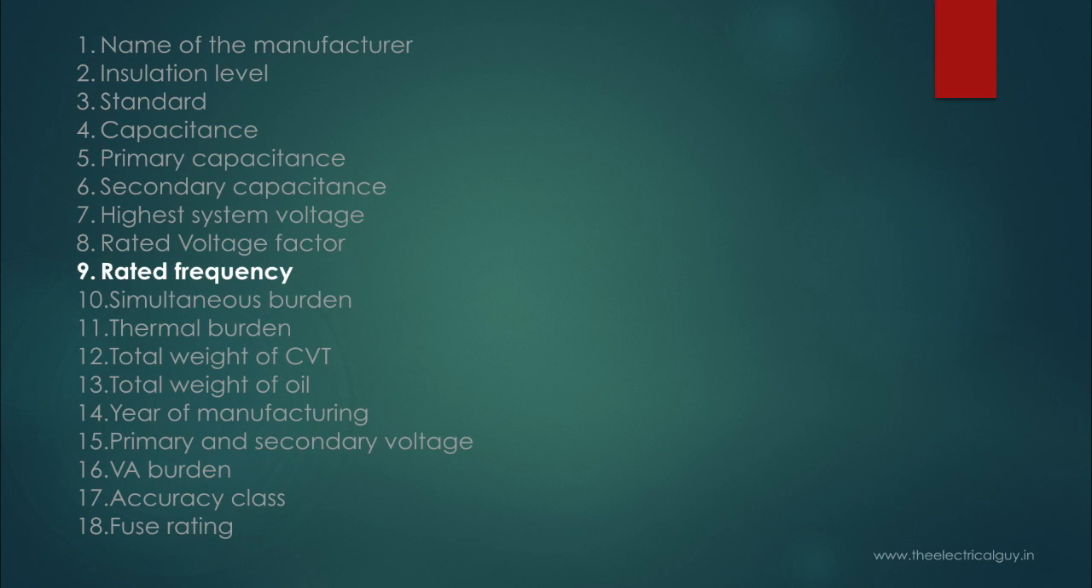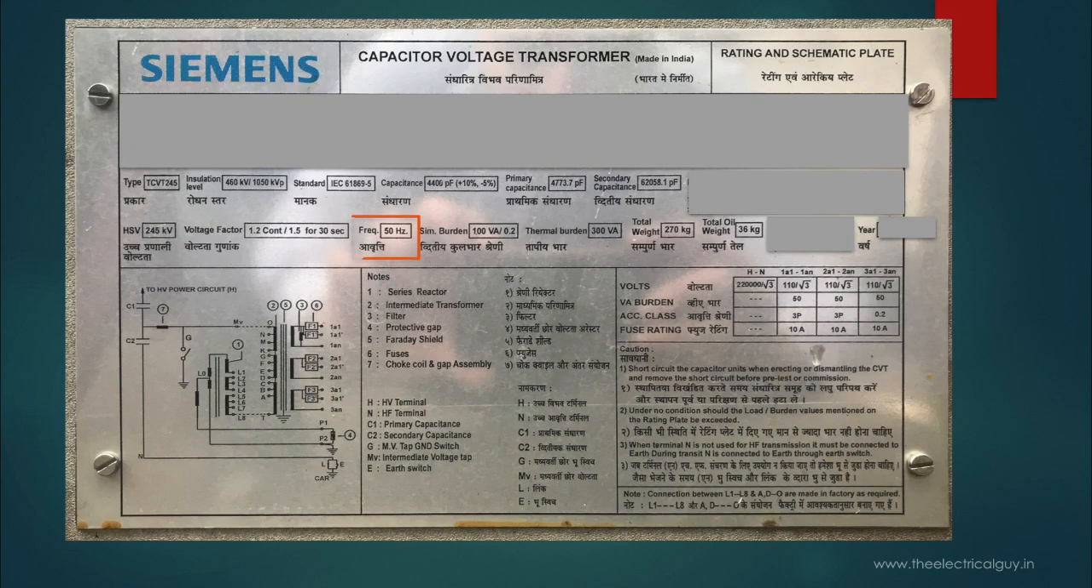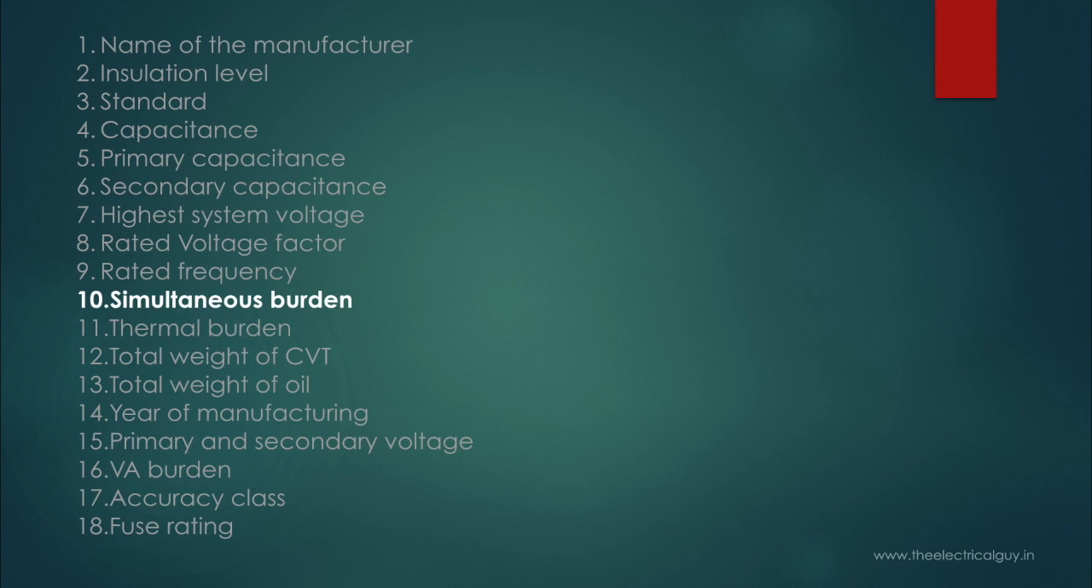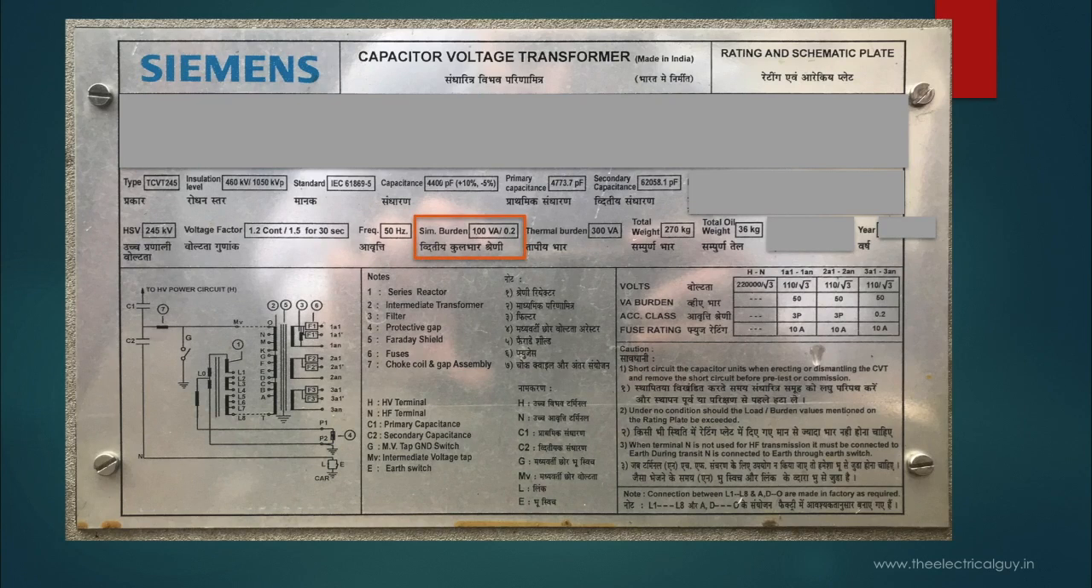Next is rated frequency. This is the power frequency on which the power is generated, transmitted and distributed. In some countries it is 50 Hz and in some it is 60. Next is simultaneous burden. This indicates how much apparent power we can take at the same time from all the provided windings without affecting the accuracy of metering core, that is 0.2 class.